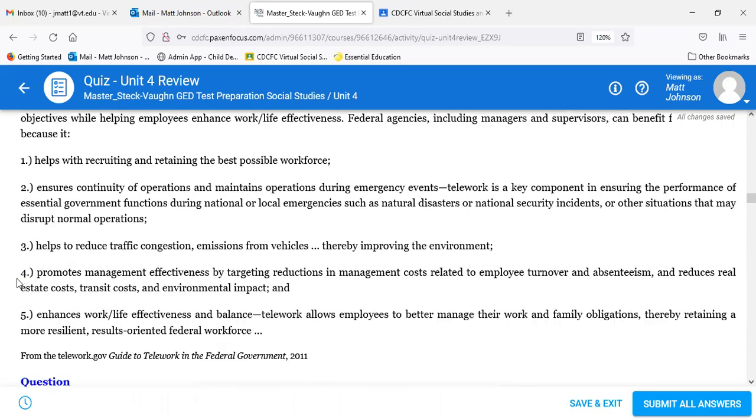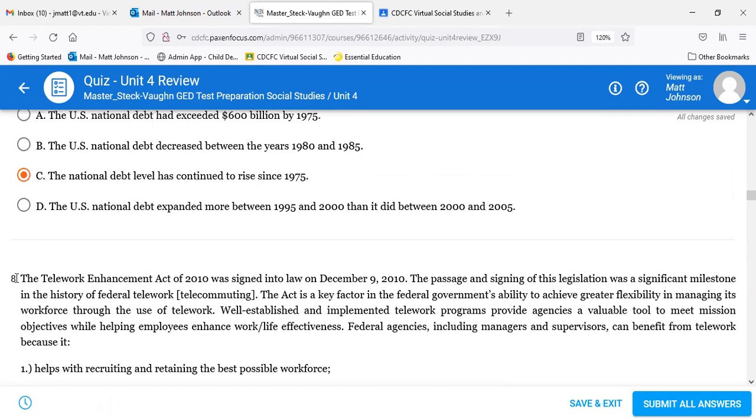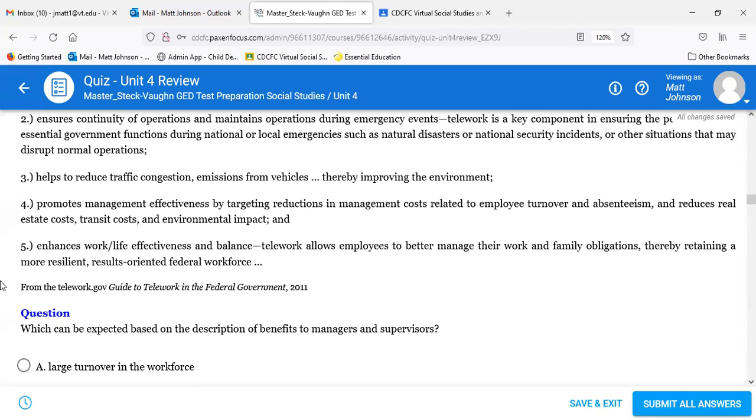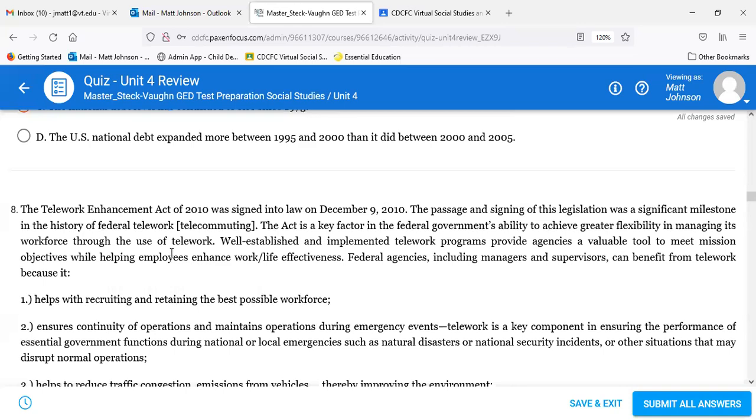Let's see, we've got a passage here. Christiana, would you mind reading our passage for number 8? Please. Number 8.